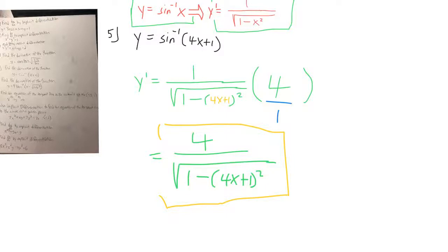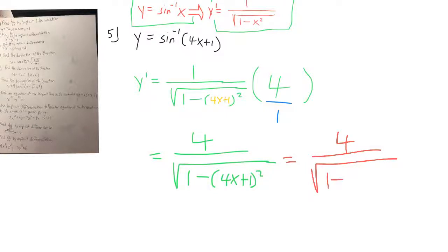So I'm going to not be a lazy bastard, and I'm going to FOIL that and see what happens. All right, so we're still going to have the 4 up top, and then down below we're going to have 1 minus, and I'm going to put this in brackets because I want to remind myself I am subtracting the whole thing, the whole result of the FOIL. Now the result of the FOIL would be 16x squared plus 8x plus 1.